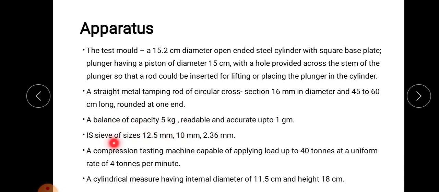And we require sieves of sizes 12.5 mm, 10 mm and 2.36 mm. Okay, and there is a compression testing machine, and this gradually applied load is given by this compression testing machine. It is capable of applying load up to 40 tons, and the rate of load application is 4 tons per minute. Okay, and there is also a cylindrical measure, having internal diameter 11.5 centimeter and height 18 centimeter. So these are the apparatus used for the aggregate crushing value test.